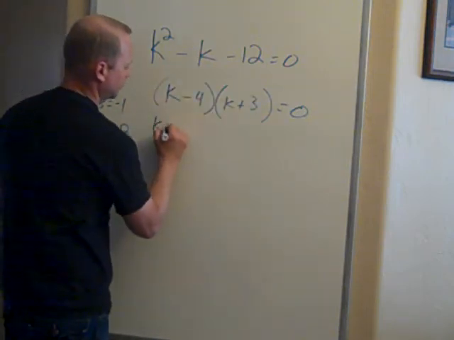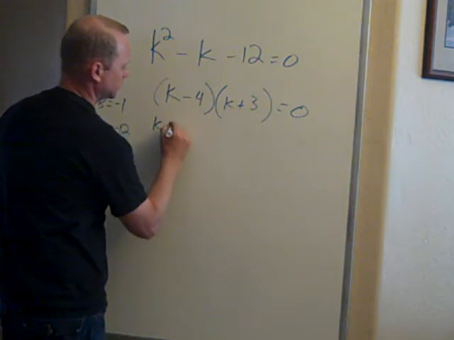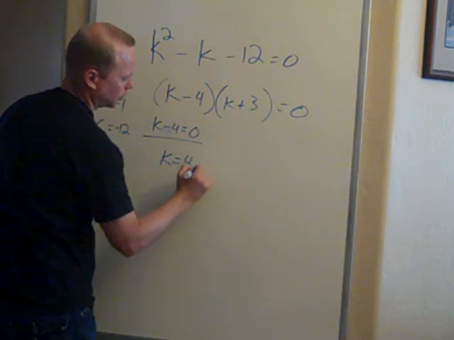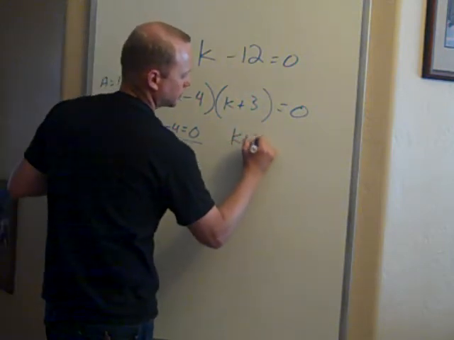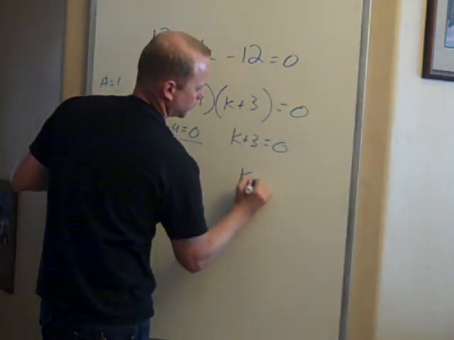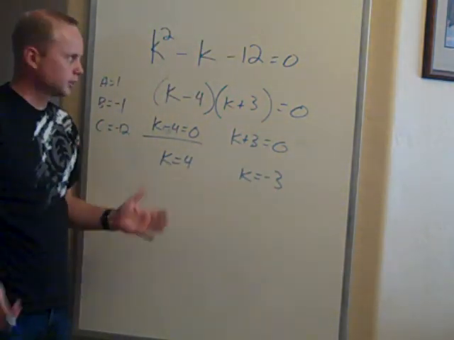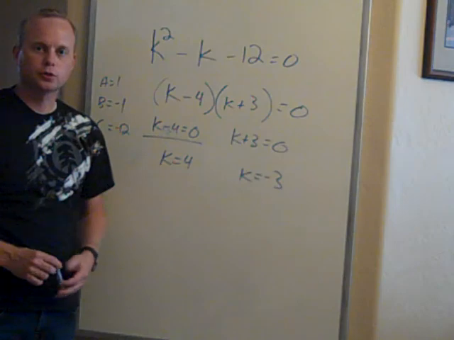Now I set both of them equal to 0. k minus 4 equals 0. So in this case, k equals 4. k plus 3 equals 0. So k would equal negative 3. Again, it's just a shortcut, factoring instead of using the quadratic formula.